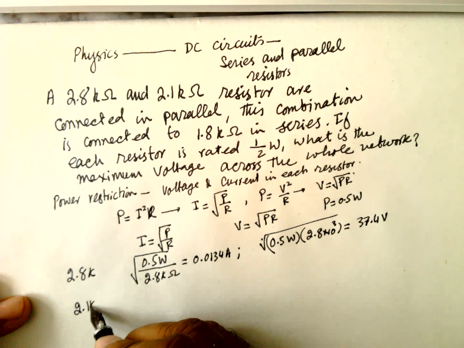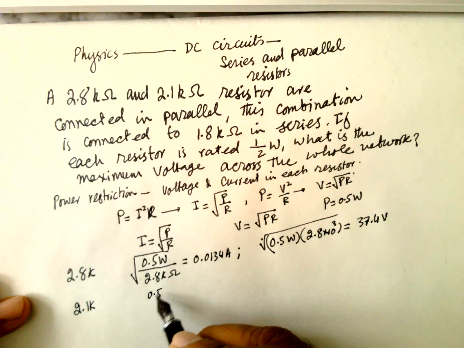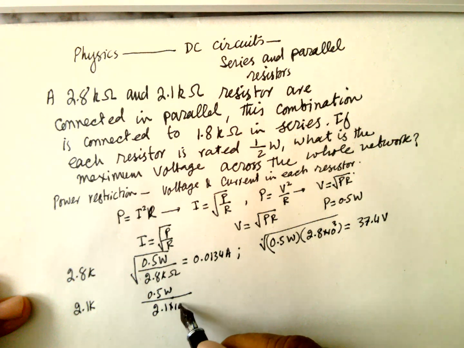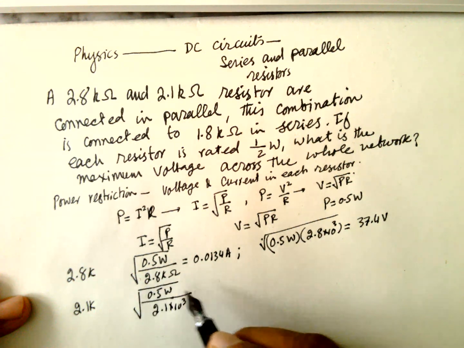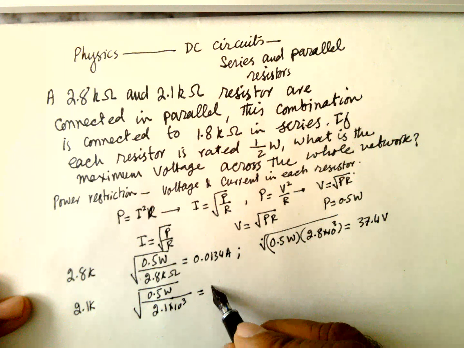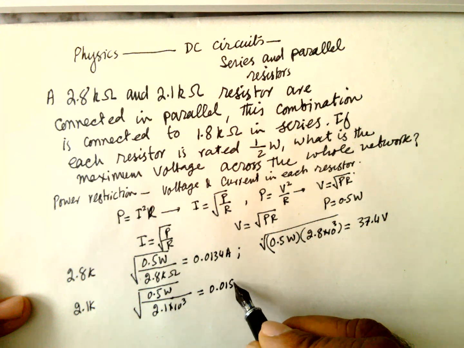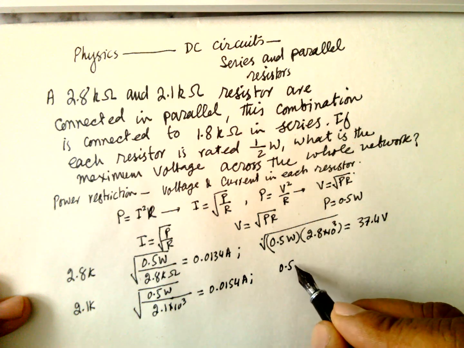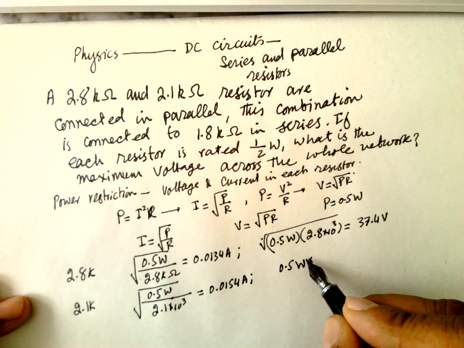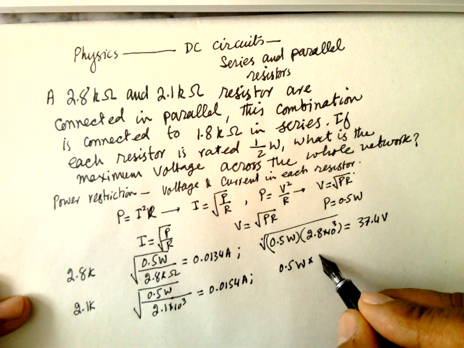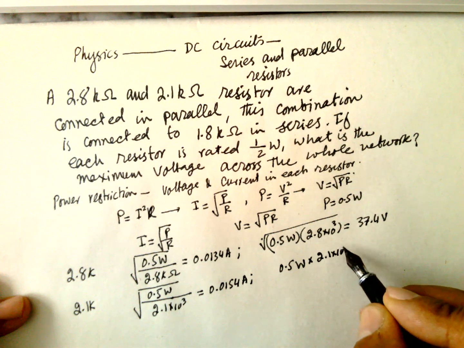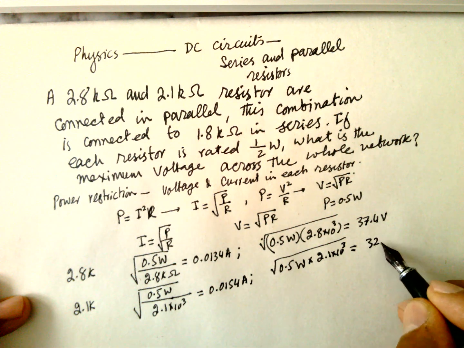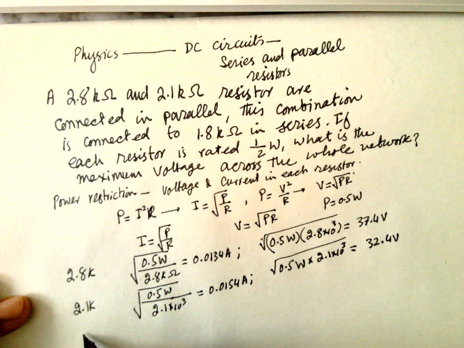So 2.1 kilo, the square root of 0.5 watt over 2.1 times 10 to the power 3 is equal to 0.01454 amp, and the square root of 0.5 watt times 2.1 times 10 to the power 3 is equal to 32.4 volt.